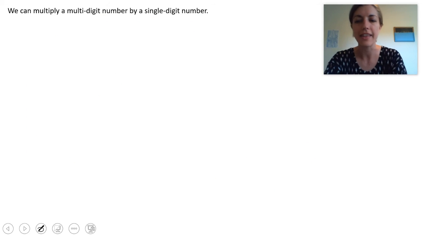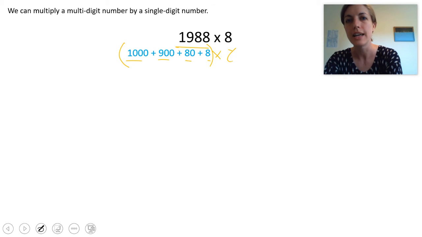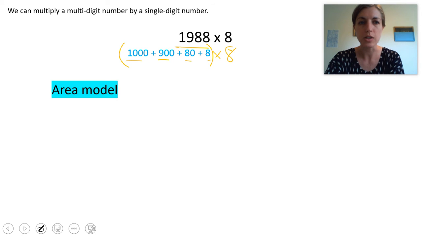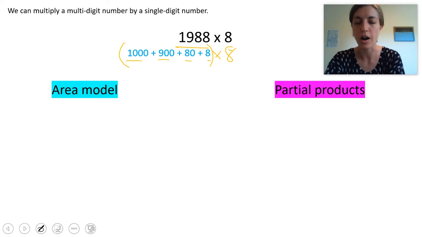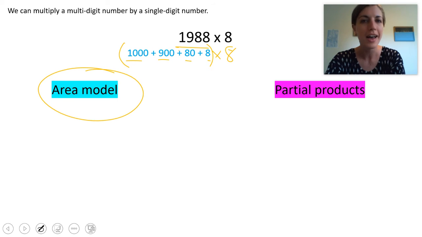So let's take a look at this problem, 1988 times 8, the year my husband was born, times 8. And as we're doing this, we're going to keep in mind that 1,988 in expanded form is 1,000 plus 900 plus 80 plus 8. And when we multiply, we're essentially multiplying each of those place values times 8. So we are going to look at the area model strategy and the partial product strategy. The area model gives you a little bit more of a visual to work with, but they're essentially doing the same thing. They're multiplying each of those place values by the other factor.